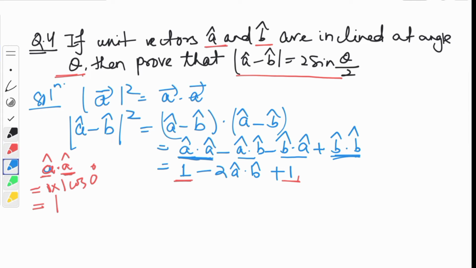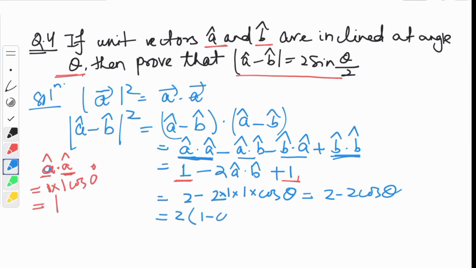Now, 1 plus 1 is 2, minus 2 a dot b. For 2 a dot b, again both are unit vectors, so I'll write 1 into cos theta, where theta is the angle between a and b. So what are we getting now? 2 minus 2 cos theta. Then I can take 2 common, so I can write 2 times 1 minus cos theta.